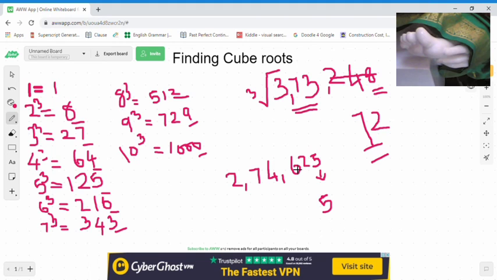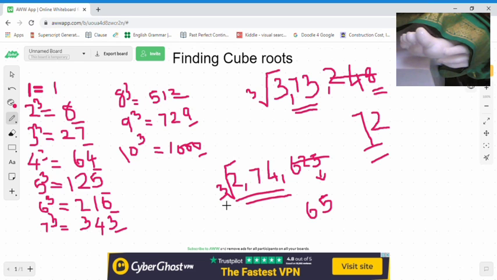Now you strike out these last three digits. You have to now look at this 274. 274 lies between 6 cube and 7 cube. Right? So it is very close to your 6 cube. So we can write this as 65. So the cube root of this particular number is 65. I hope this will be very helpful for you while you are doing your Olympiad or any competitive exam. Within 2 seconds, you can find the answer.